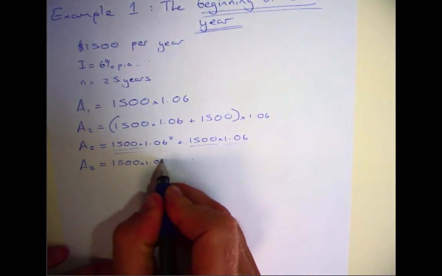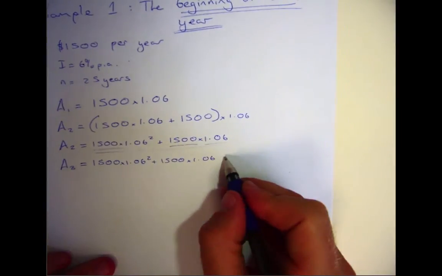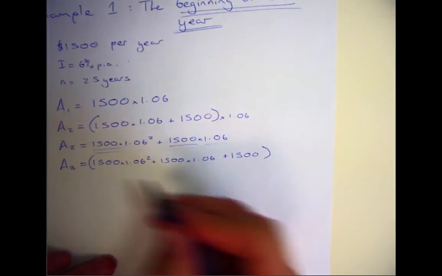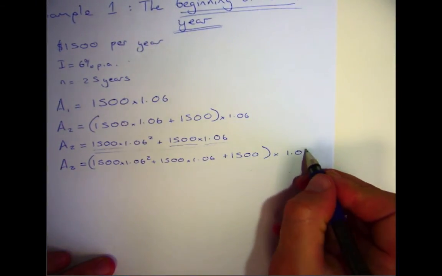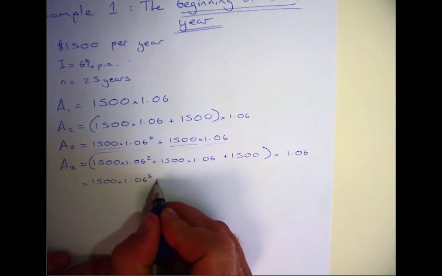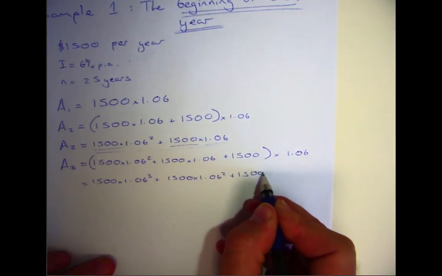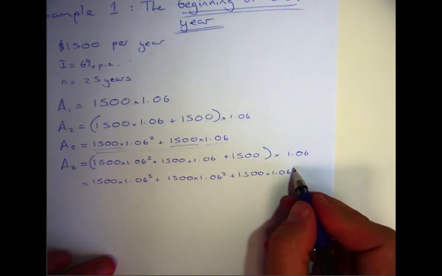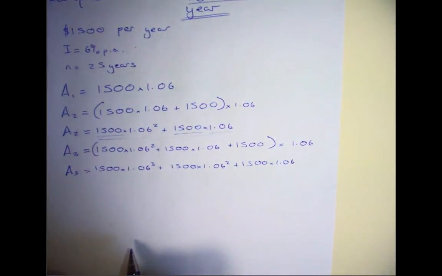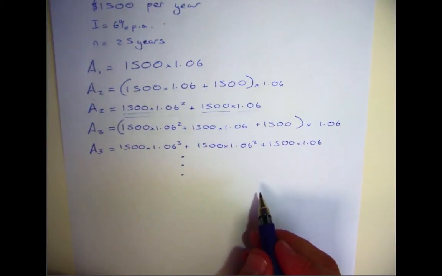So I'll write that out. Now we invest another $1,500 at the beginning of year 3, and all of it earns interest. So we have 1,500 times 1.06 cubed plus 1,500 times 1.06 squared plus 1,500 times 1.06. Okay, and there's a power of 1 there, but we don't need to write it. But now we don't want to do that 25 times.